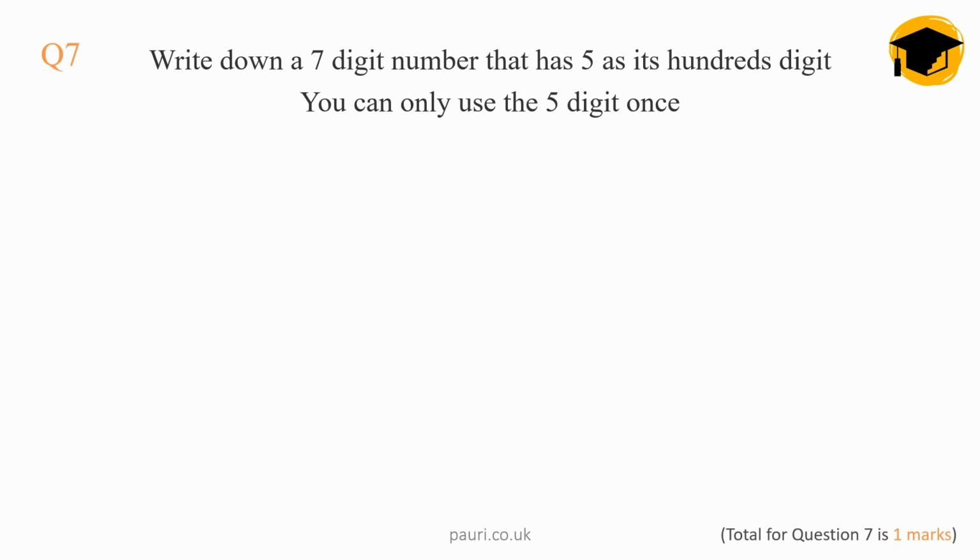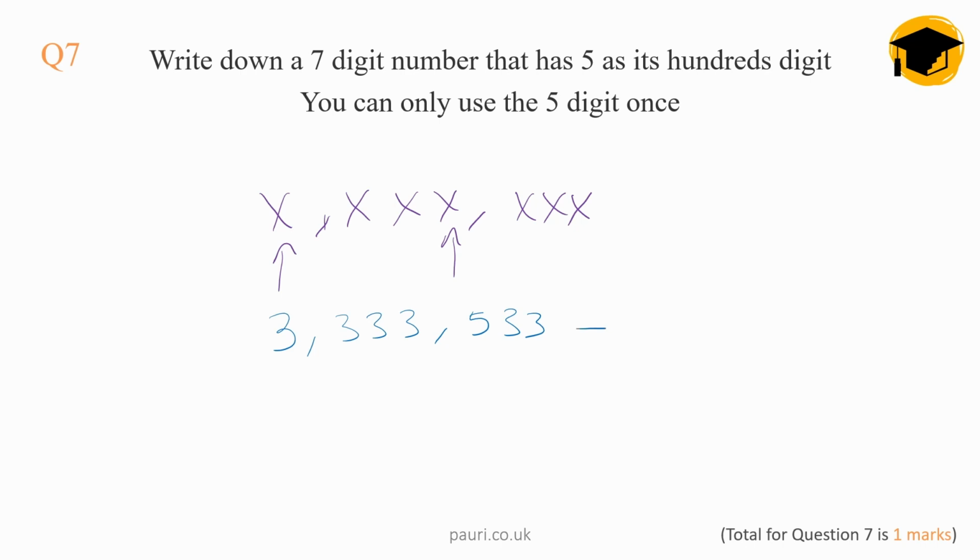Similar question, write down a 7-digit number that has 5 as its hundreds digit. 7 digits, I've got 2 commas. I know this number is my millions and this number is my thousands. Let's think of an example, 3,333,533. That's perfectly fine. You can see the difference if I didn't write the number with commas. I would get 3333533. Quite tricky to read without having those commas. So the commas really break up the number and help us be able to read the number just at a glance rather than trying to figure out what place value you've got.